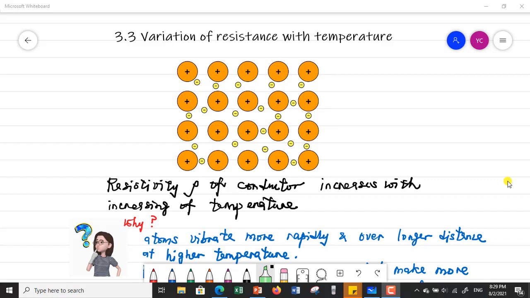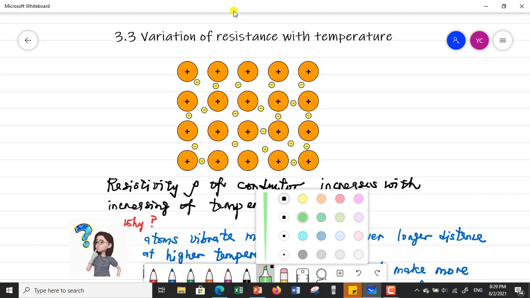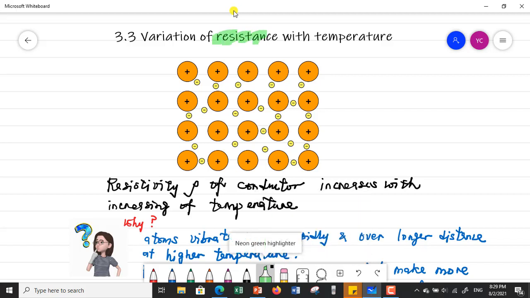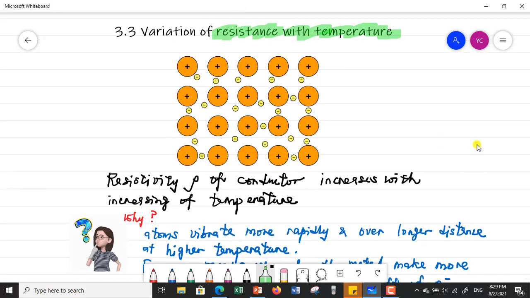So we have 3.3, the variation of resistance with temperature. Before this we already learned about how we produce current in a conductor, and then the opposition to the current flow is what we call resistance. So today we are going to see the dependence of resistance on temperature. What is going to happen to the resistance when temperature increases?